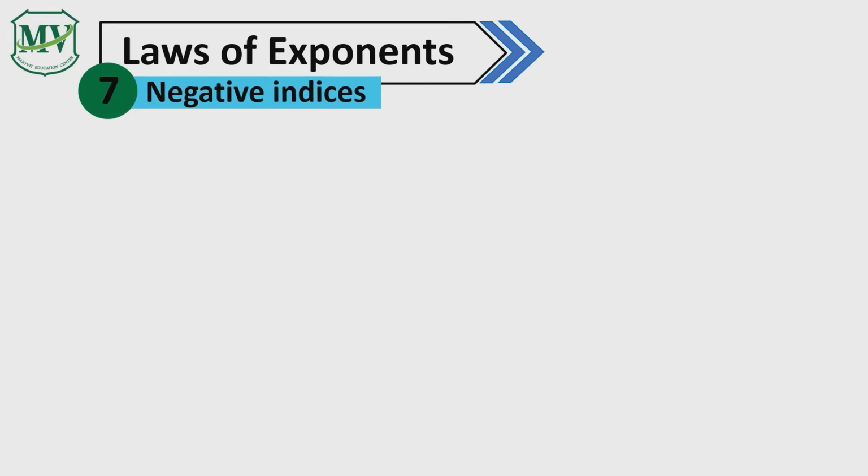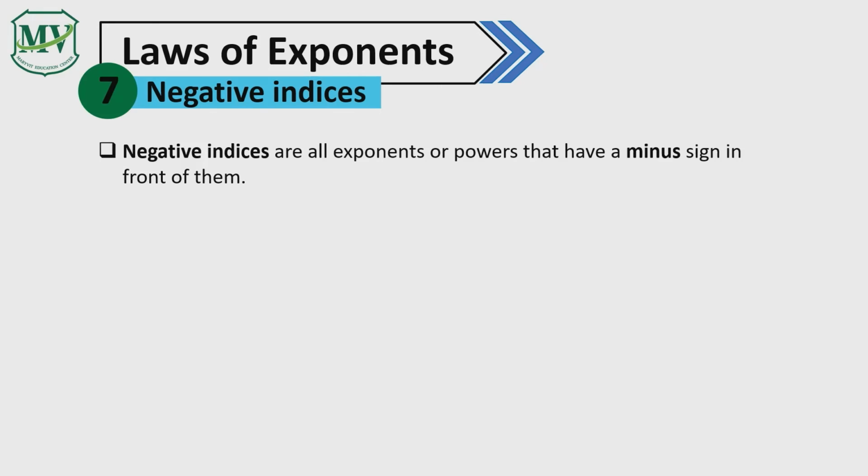Negative indices. Negative indices are all exponents or powers that have a minus sign in front of them. This could be written as a raised to the power of negative n equal to 1 over a raised to the power of n, and 1 over a raised to the power of negative m equal to a raised to the power of m.